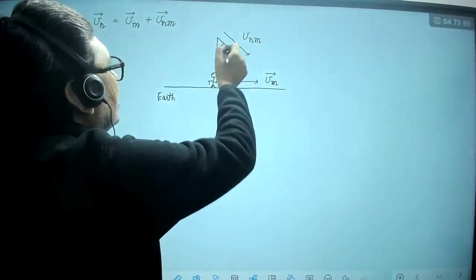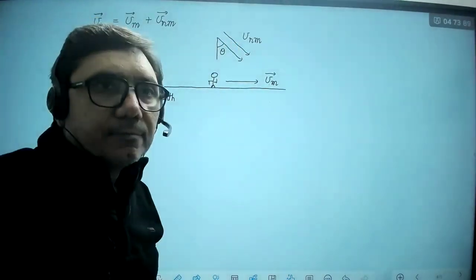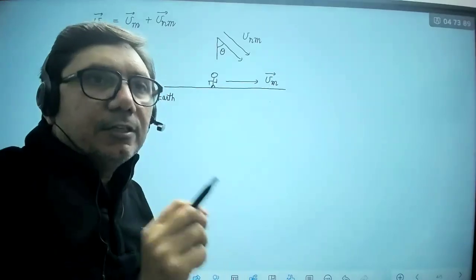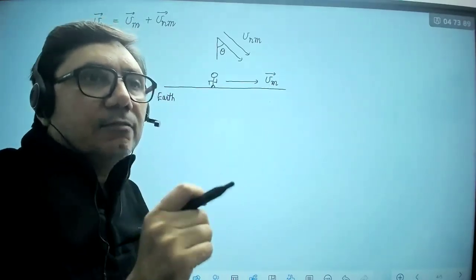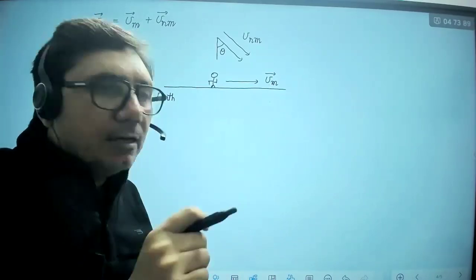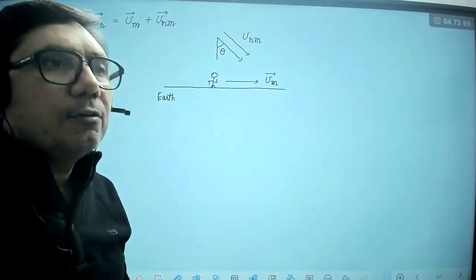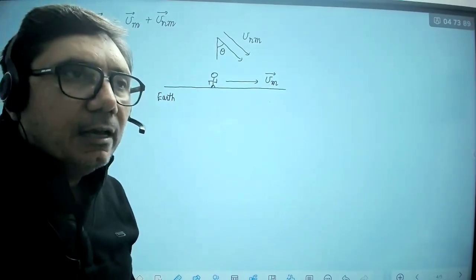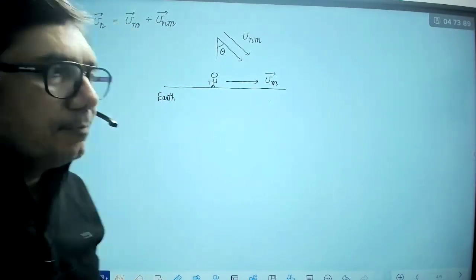This angle is theta. Now, what you have to find out here? You have to find out VR, the actual velocity of the rainfall, its actual direction and magnitude. You want to find out the VR vector and the direction of the VR vector. These two are your objectives.